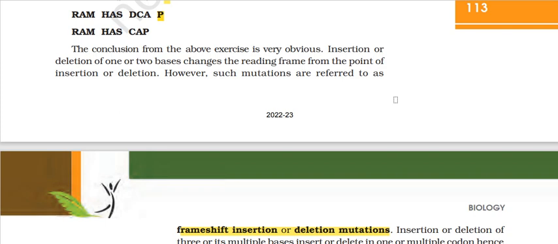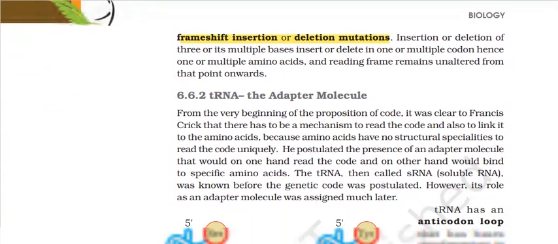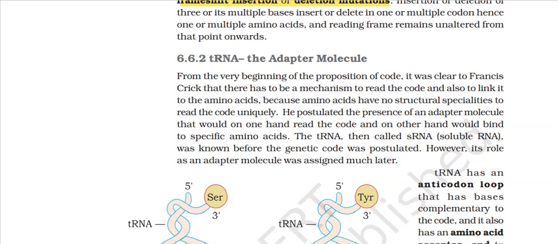If we changed 1 or 2 bases, what happens is a frame shift insertion and deletion mutation. What is that basically? From that point onwards, if we try to read the sequence, it will not read the same as we read it previously. Insertion or deletion of 3 or its multiple bases inserts or deletes 1 or multiple codons, hence 1 or multiple amino acids, and the reading frame remains unaltered from that point onwards. If we added multiple bases, meaning a whole triplet codon, then the reading will remain the same, unaltered. You would have understood that above as well.